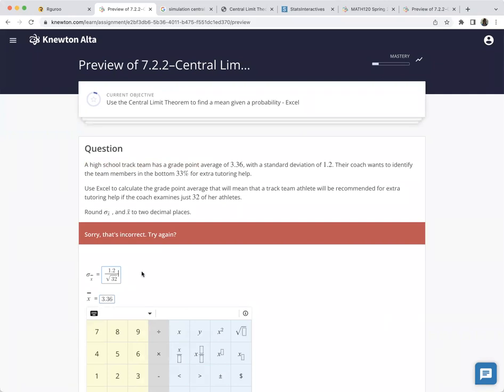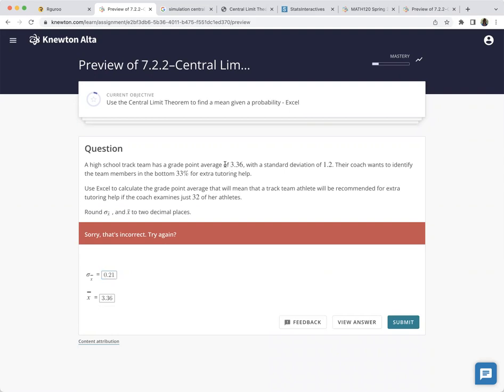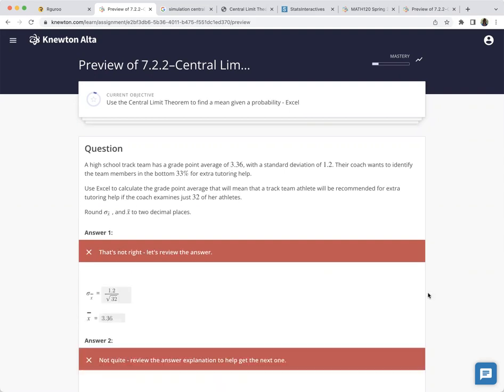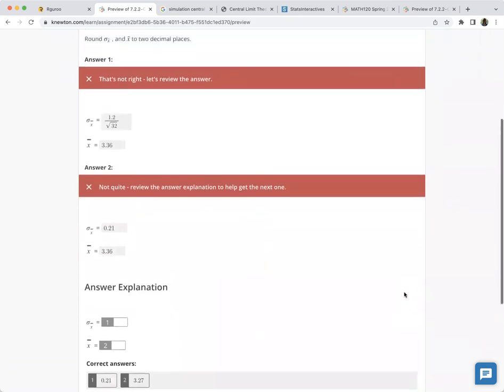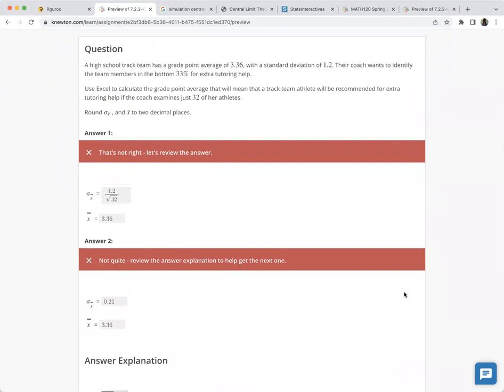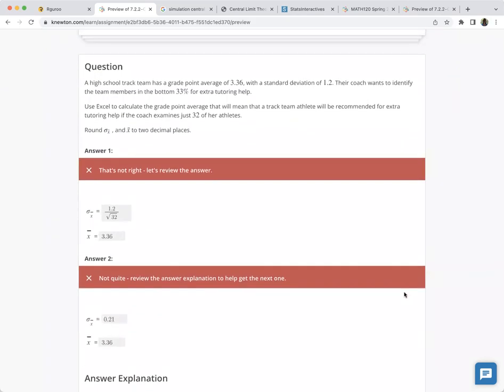No. All right, so let's do it. Let me just find who that is. So that is 1.2 over the square root of 32. 2 decimal places will be 0.21. And then 3.36. No, why? 0.21. 3.27. Oh, yeah, I know why.